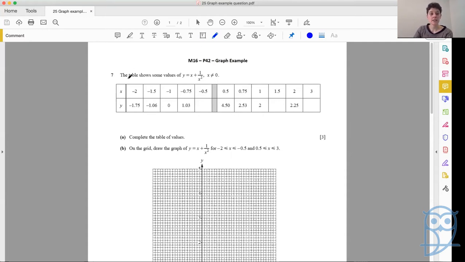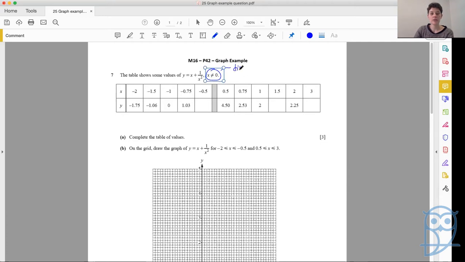So we have question 7: the table shows some values of y equals x over 1 plus x squared when x doesn't equal 0. So, a few things. X plus 1 over x squared, we did not look at that. But what did I say? I said that whatever methods you use for all of those graphs is the same. We have the same approach. So even if our graph gets more funky, we have the same approach. Note that they say x doesn't equal 0.